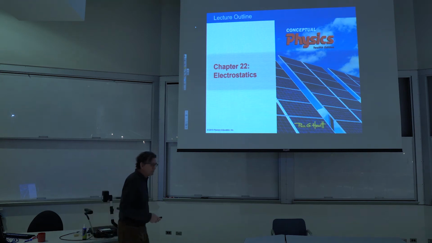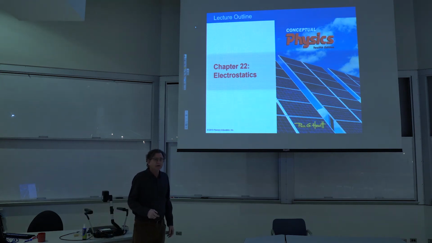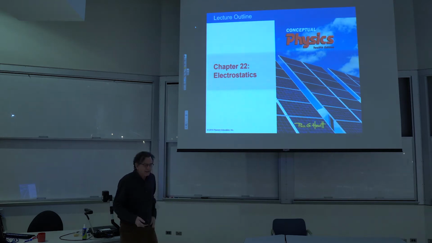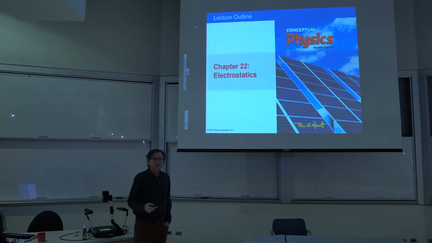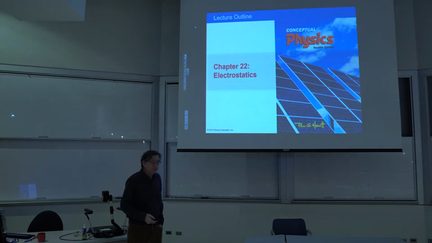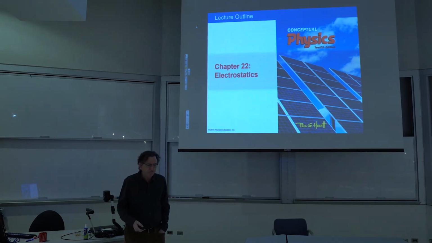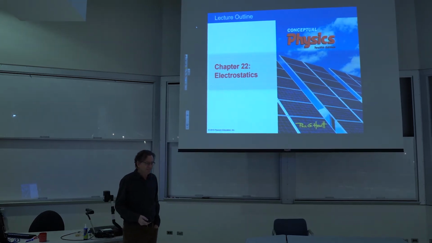Welcome everyone. Today we're going to talk about the final section of the course, which is on electricity and magnetism. In order to do this, we're going to start with electrostatics, chapter 22. So you should begin reading this as soon as you get a chance. And of course you can work the problems on the Mastering Physics as you get time as well.